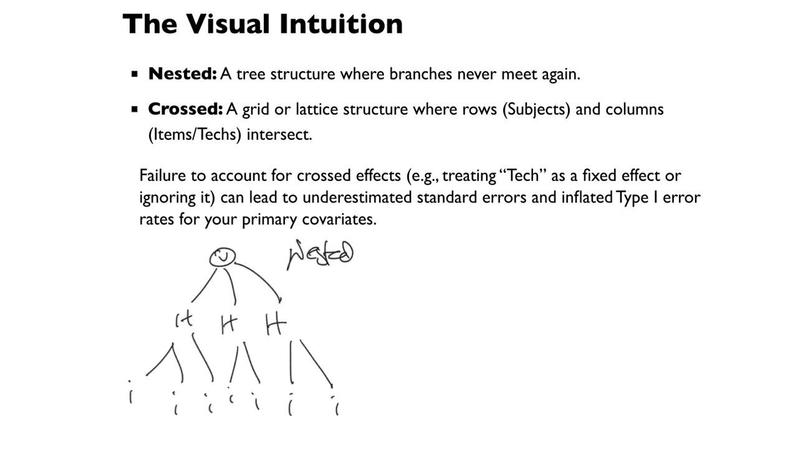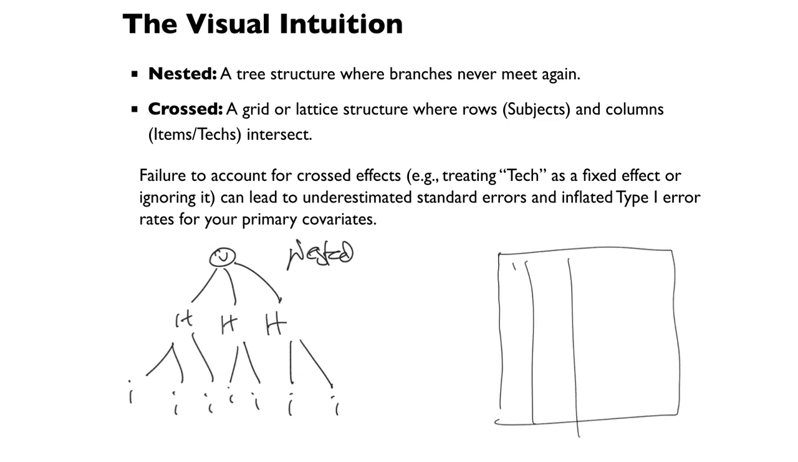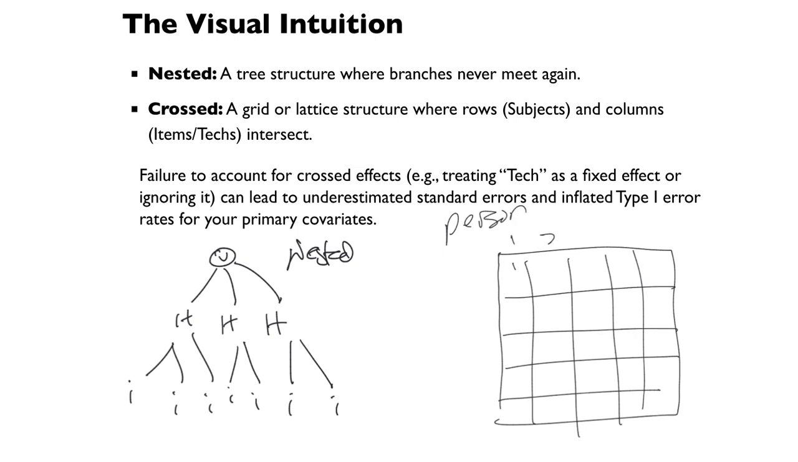You can think more in the other case where it's just kind of like a grid. So you might have person 1, 2, 3, 4, 5, and lab tech A, B, C, D, E, and then some of these are filled in, right? Not necessarily all of them. And if they're fully crossed, then the X fills every box. So that would be fully crossed.